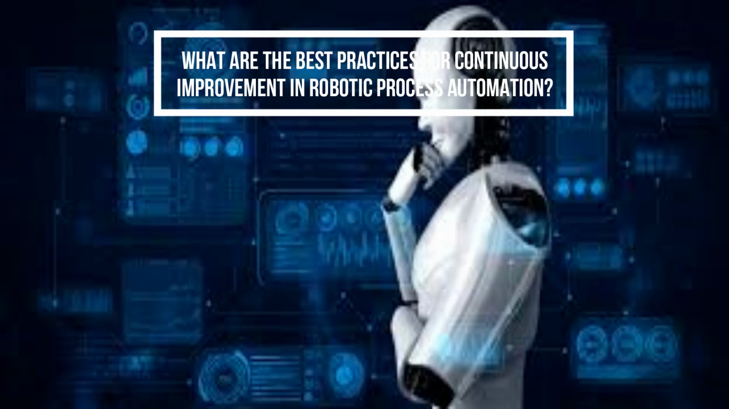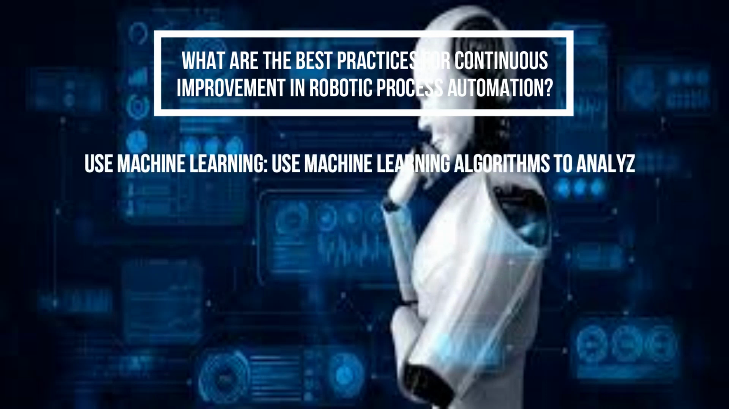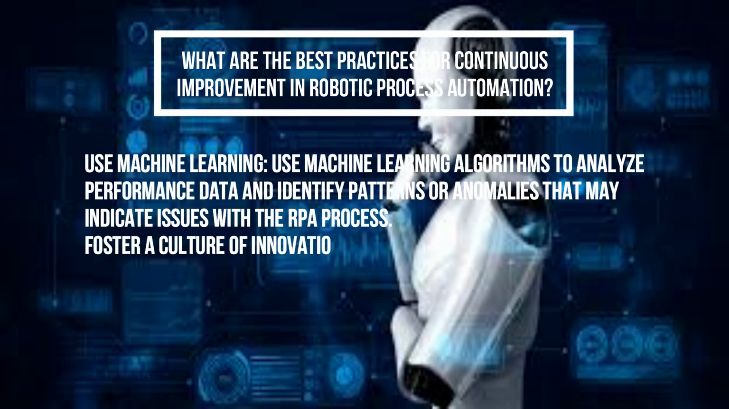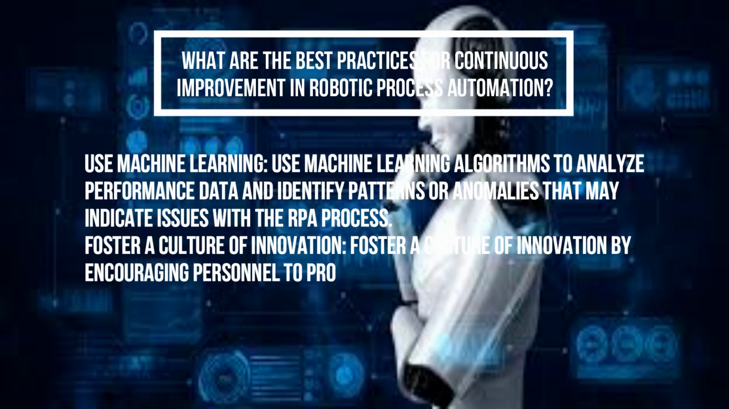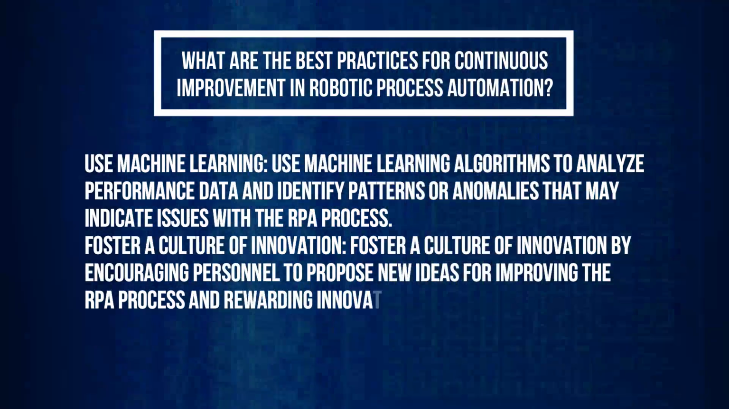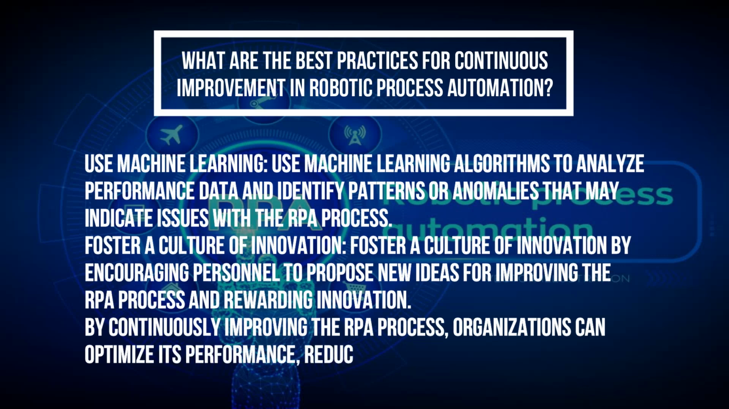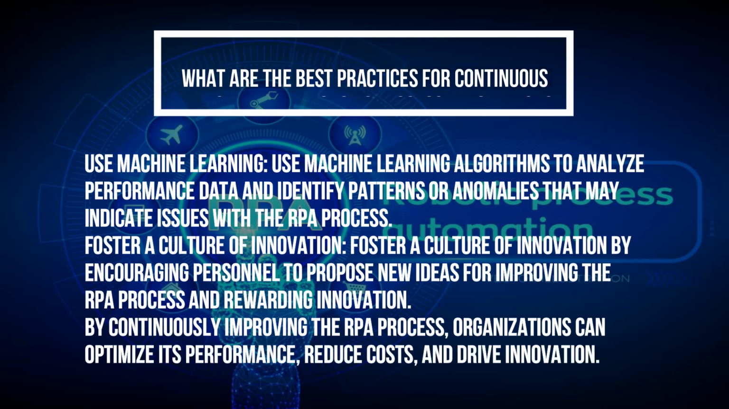process. Use machine learning. Use machine learning algorithms to analyze performance data and identify patterns or anomalies that may indicate issues with the RPA process. Foster a culture of innovation. Foster a culture of innovation by encouraging personnel to propose new ideas for improving the RPA process and rewarding innovation. By continuously improving the RPA process, organizations can optimize its performance, reduce costs, and drive innovation.